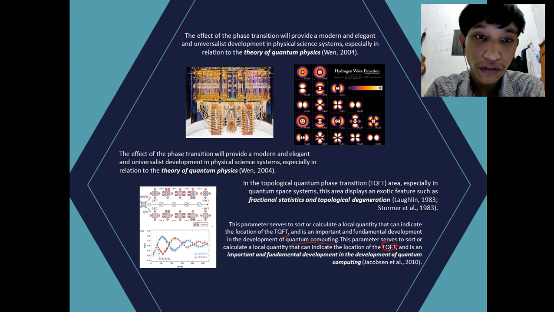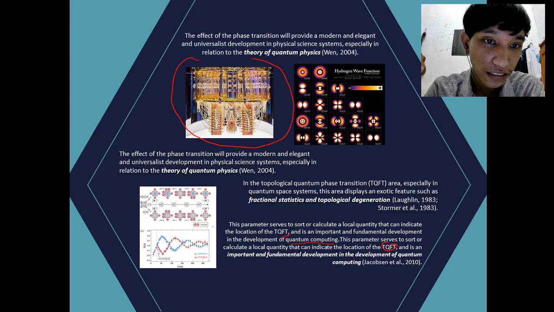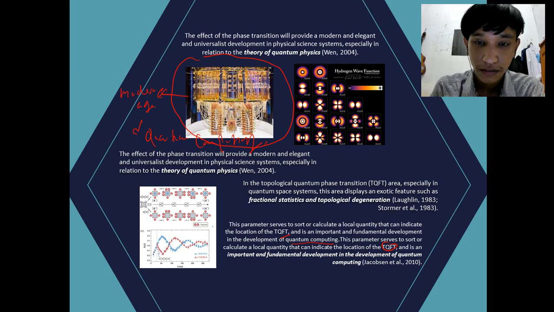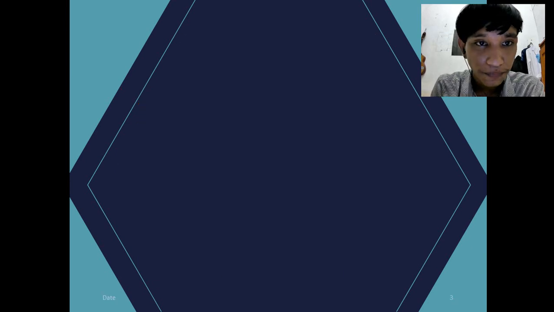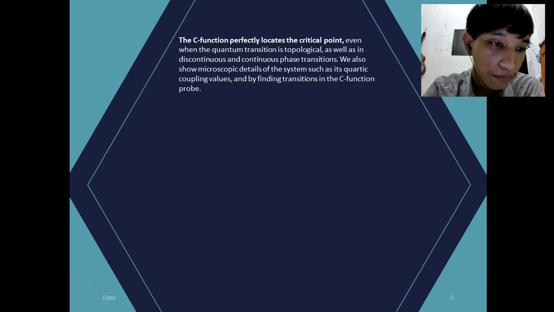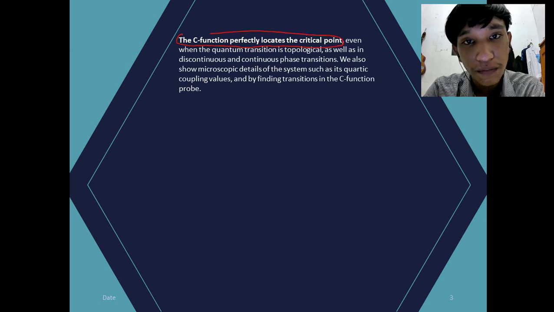You can see in the figure this new technology of the modern age, quantum computing. This can be explained about the phase transition or the critical point on the quantum. It can upgrade the system like that. After that, the C functions perfectly located the critical point.